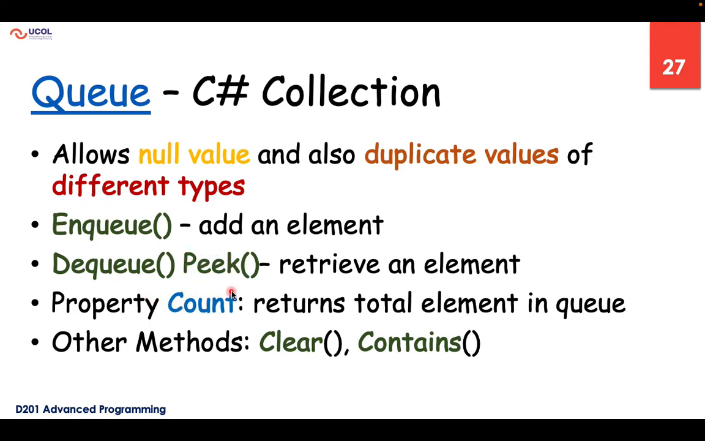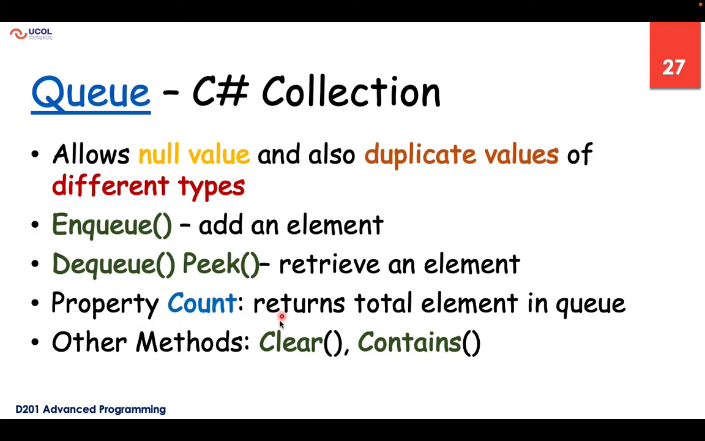We can also peek. Peek means that we are not removing the front element but only looking at who is at the front. So we are retrieving the elements but not removing them when we use the peek method. But when we use the dequeue method, it will not only look, it will also remove the front element.